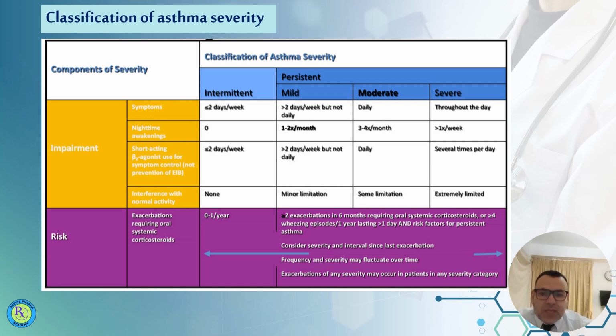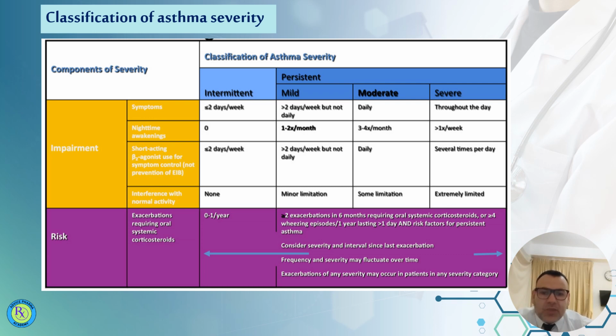So the symptoms and use of SABA: if the patient has symptoms more than 2 days per week but not daily, he can be classified as mild. Moderate when he has symptoms daily, severe when he has symptoms throughout the day. The same happens with the use of SABA. If he uses SABA more than 2 times per week but not daily, he is mild. If he uses it daily, it's moderate. Or if he uses SABA several times per day, he has severe persistent asthma.